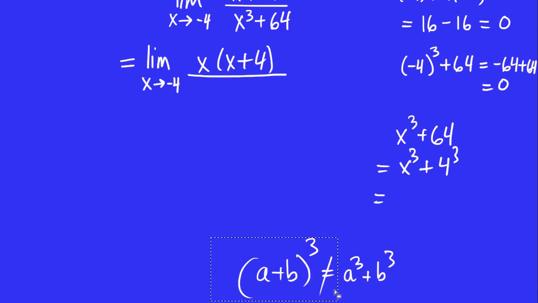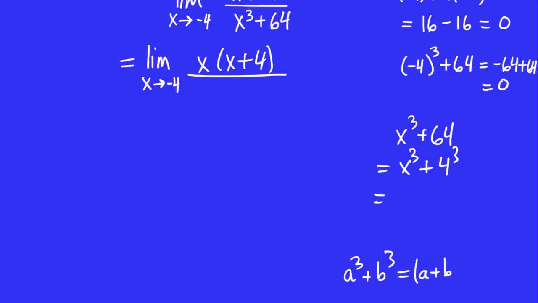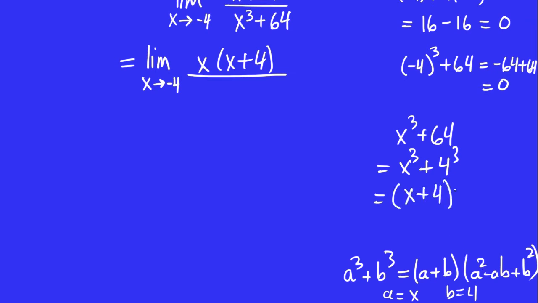That's basic algebra. But anyways, what I wanted to quickly review is the formula for the sum of two cubes. We've talked about this before. It's kind of like I'm taking my a to be x and my b to be 4. So a cubed plus b cubed is the same as x cubed plus 4 cubed. According to this formula, it's x plus 4 times x squared minus 4x plus 4 squared, which is 16. So I'm going to substitute that in my limit here.